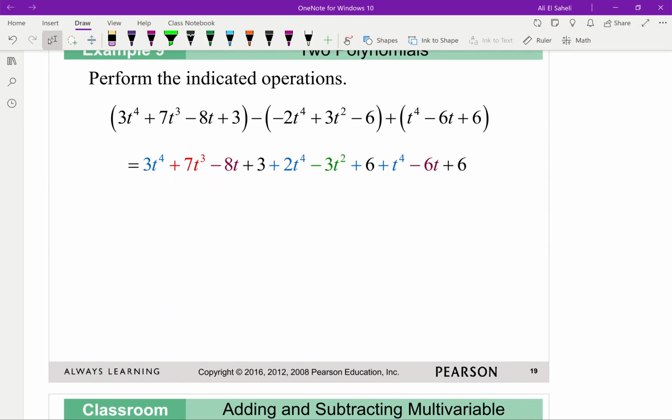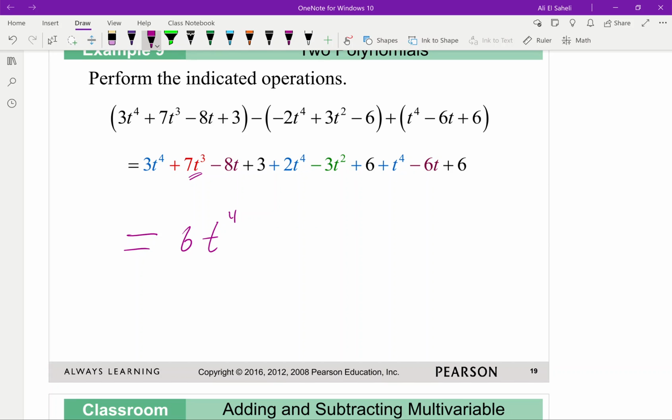All right, subtract this from this and then add this to the result. Fine. Put this over here. Then multiply this by the minus. It's over here after multiplying by minus. And place this next to them over here. And we look at the like terms. Power 4, power 4, power 4. So 3 plus 2 is 5, plus 1 is 6, t to the power 4.